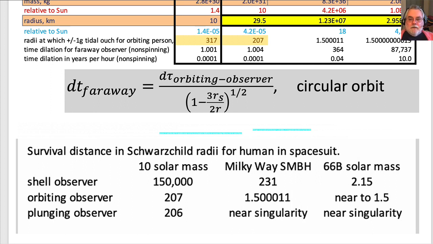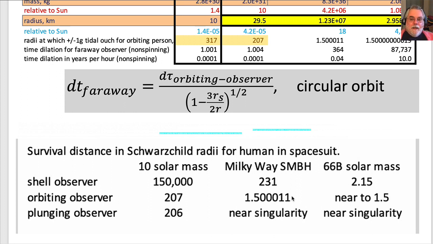Tidal force, tidal acceleration, is small for a shell observer or plunging observer outside the event horizon for a supermassive black hole, not so for a stellar mass black hole. But for a circularly orbiting observer, tidal force increases to infinity for orbits approaching 1.5 Schwarzschild radii, the innermost unstable circular orbit for a spaceship, not for accretion disk material. An orbiting observer can survive tidal acceleration down to 1.50011 Schwarzschild radii for the Milky Way supermassive black hole, close to the Ring of Fire.